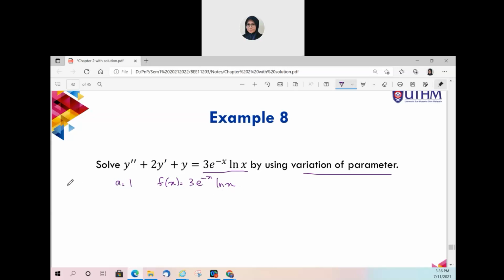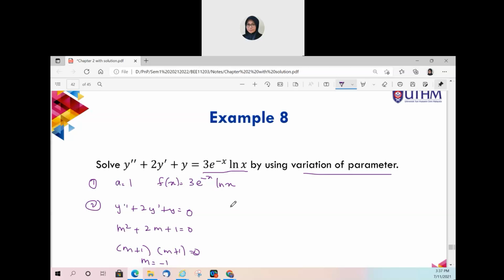Okay, then you have to find YC. So YC you find from y double prime plus 2y prime plus y equals to 0. Okay, then m square plus 2m plus 1 equals to 0. Then m plus 1, m plus 1. Okay, so m equals to minus 1. Betul? Okay, m equals to minus 1.